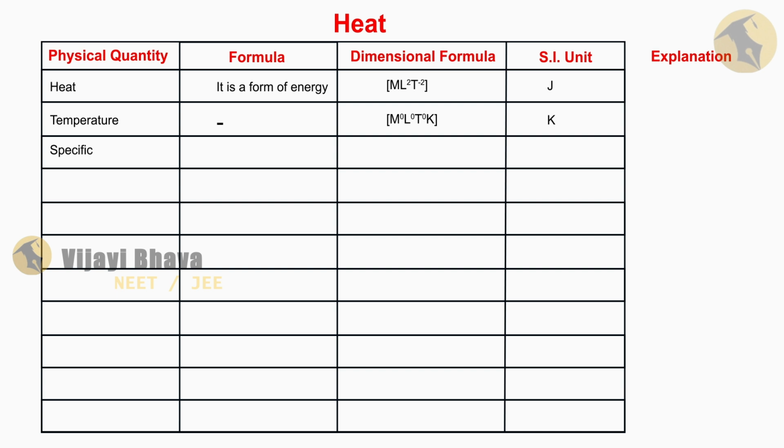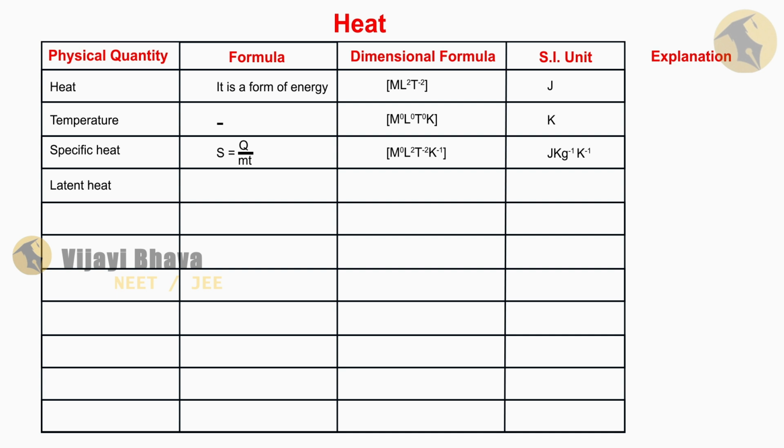The next quantity, specific heat, is obtained from the formula Q is equal to mST, from where we can write S is equal to Q by mT, S representing specific heat, Q representing heat energy, m representing mass, and T representing temperature. Substituting the dimensional formula of all these, we can write S is equal to M1 L2 T minus 2 by M1 into K1. On simplification, we get M0 L2 T minus 2 K minus 1. The next physical quantity, latent heat.